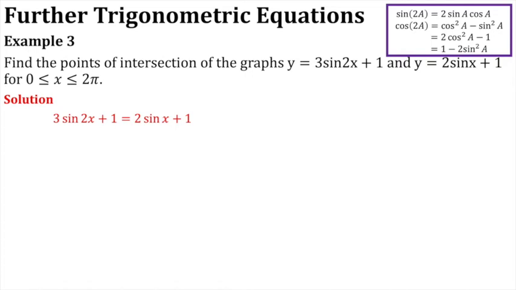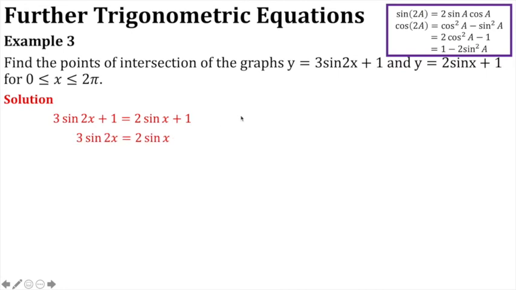So the solution then, we've got 3 sine of 2x plus 1 equals 2 sine of x plus 1. Remember, we're trying to find points of intersection. These are both y equals, so that means that 3 sine of 2x plus 1 must be equal to 2 sine x plus 1, as I've shown.